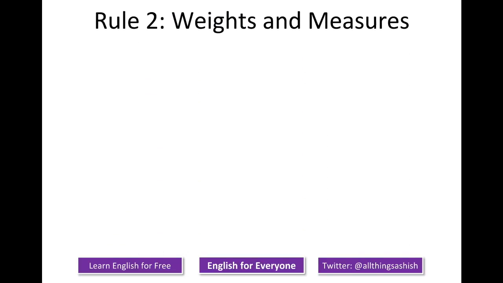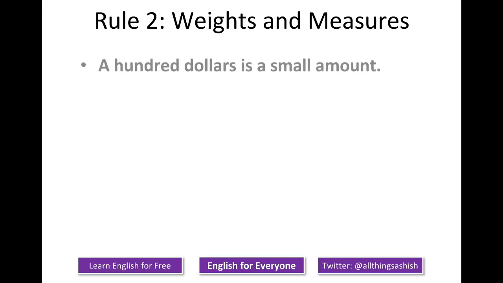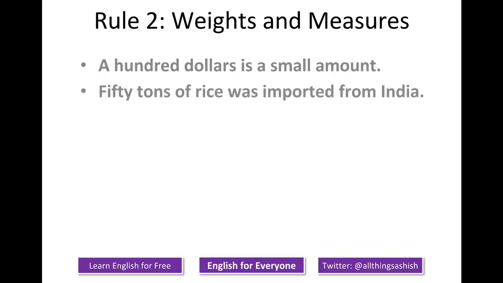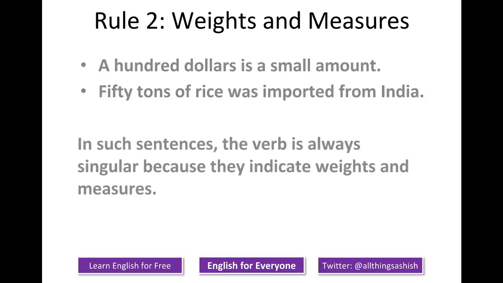Let's look at rule number 2. This is connected with weights and measures. So $100 is a small amount. 50 tons of rice was imported from India. In such sentences, the verb is always singular because they indicate weights and measures.